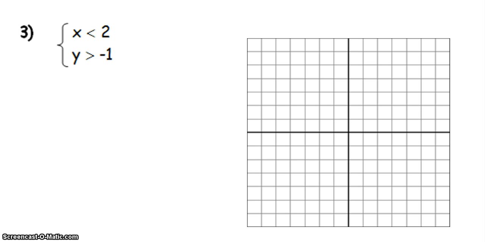Now, is it possible to just have vertical and horizontal lines? Sure. Remember, going all the way back, x equals is just a vertical line, and y equals is a horizontal line. So if x is less than 2, we go over to 2 on the x-axis, and we draw our vertical line, which is dotted. X is less than, so we would shade to the left. So we know that's over here.